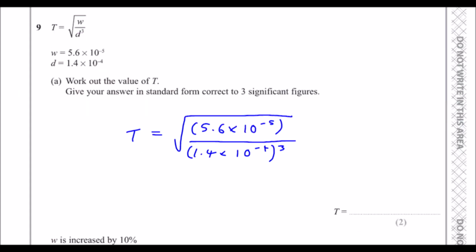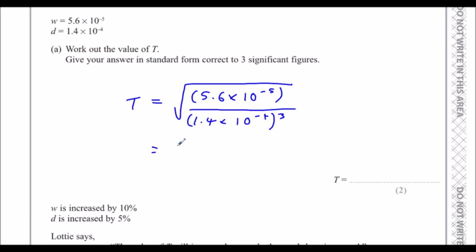So it says give your answer in standard form. That's not what the calculator's done. So it's given me 4.517... and so on. To three significant figures, that's 4.52. And in standard form, it's 4.52 times 10 to the power of 3. So standard form is a number between 1 and 10, which is 4.52 times 10 to the power of, how many times do I times by 10? 1, 2, 3 in this case.